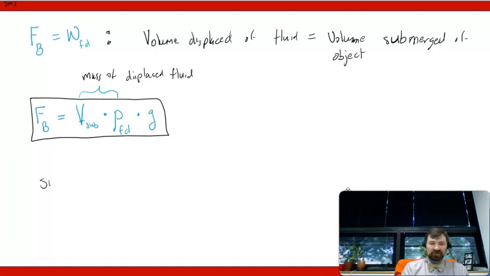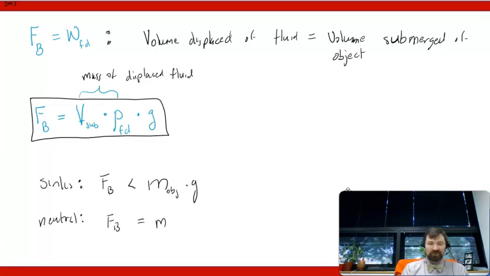So sinks basically means buoyant force is less than mass of object times g. Neutral basically means that the buoyant force is equal to the mass of the object times g. And float means the buoyant force is greater than the mass of the object times g.